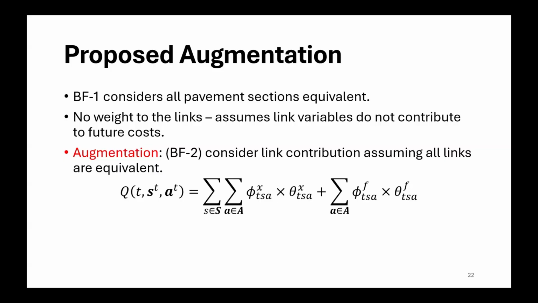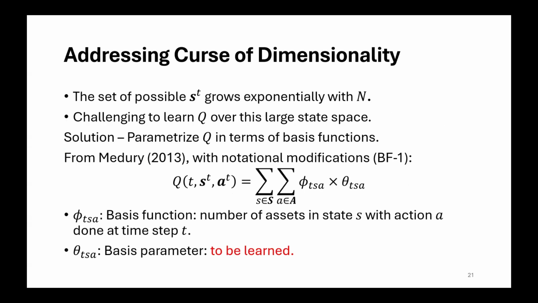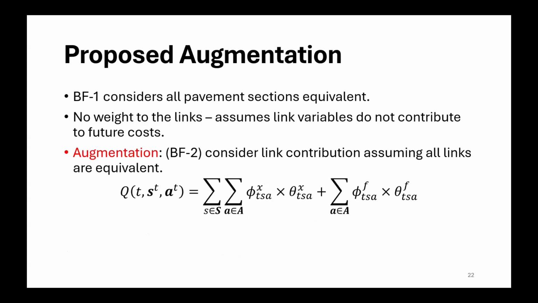Now, there is a problem I saw with this, and I propose an augmentation. BF1, this parameterization, considers our payment sections equivalent, which is fine, but no weight is given to the links. The links are an important point, given that EOS is part of our equation. So I added basis functions that also incorporate links. Phi FTSA is basically how many links are active versus how many links are not active, the sum of all of them.